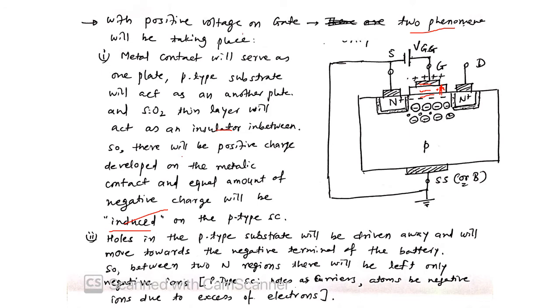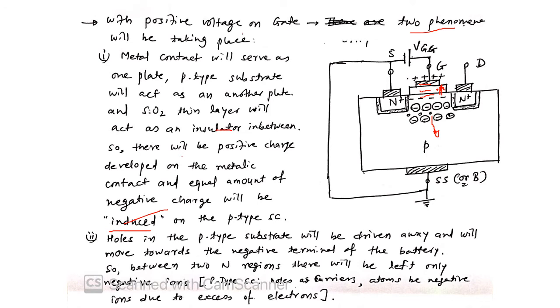Now, because of the external battery connection, the holes get drifted towards the negative terminal of the battery. That means they go away from the junction, I'm not saying it's a junction, that is, from the metallic contact and the SiO2 layer, they try to go away from this. So in this region there are left only negatively charged ions. So these are the two phenomena.